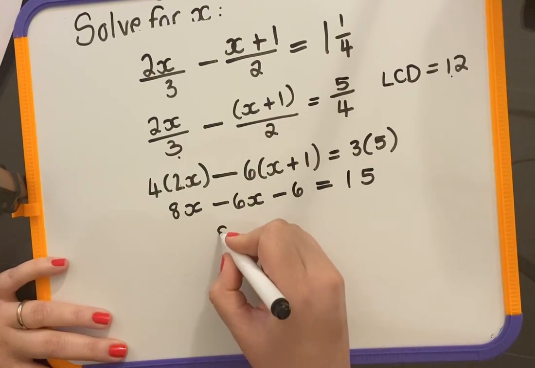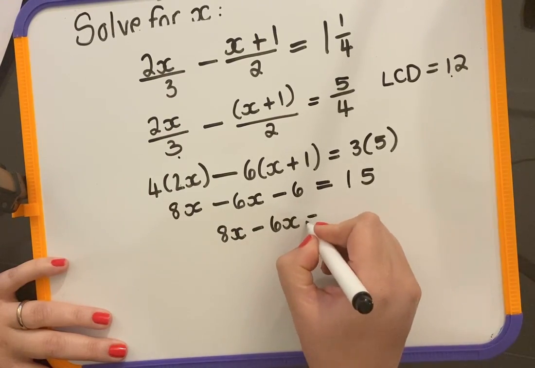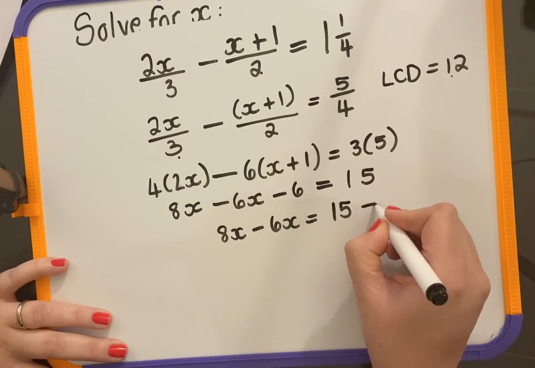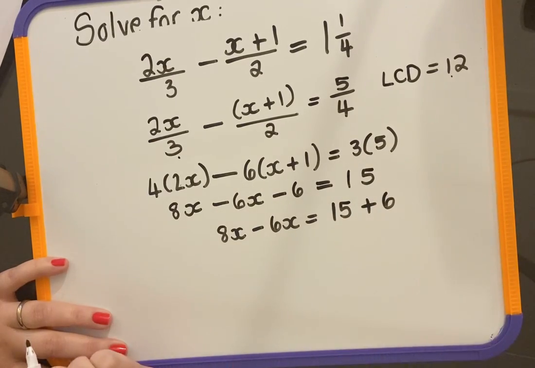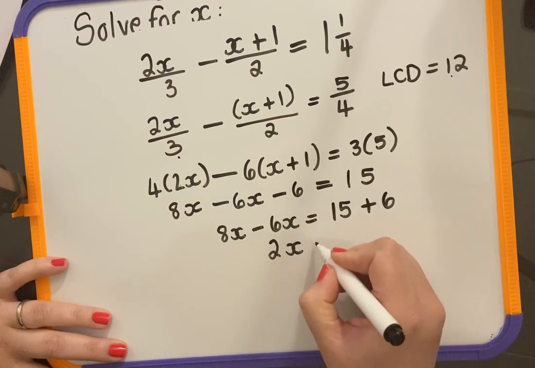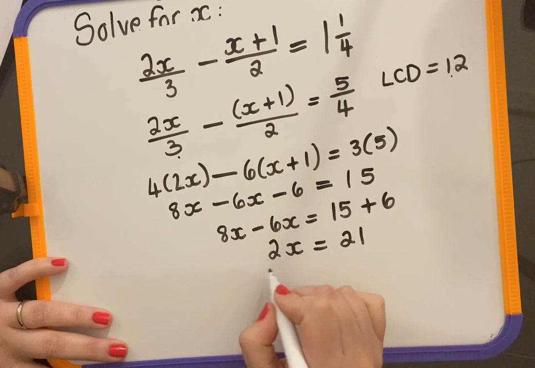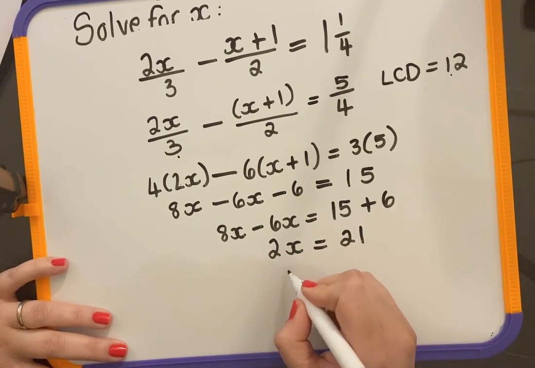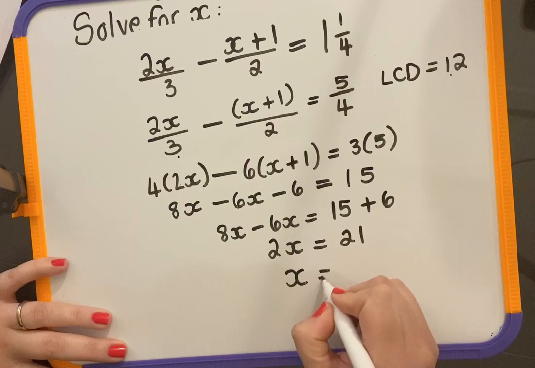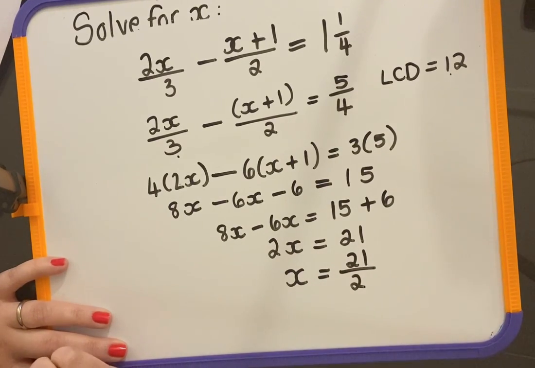Let's get all of our variables to one side and all of our constants to the other side. 8 minus 6 is 2x. 15 plus 6 is 21. To undo times by 2, we're going to divide by 2 on both sides of the equation. And if I cannot simplify, we simply leave it as an improper fraction.